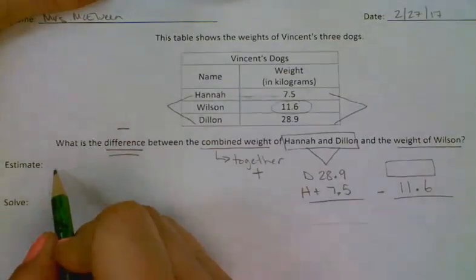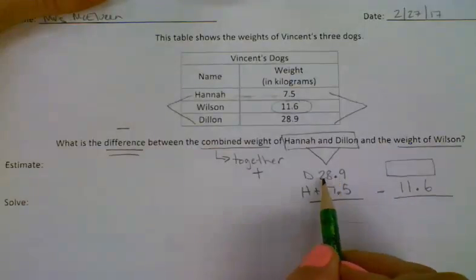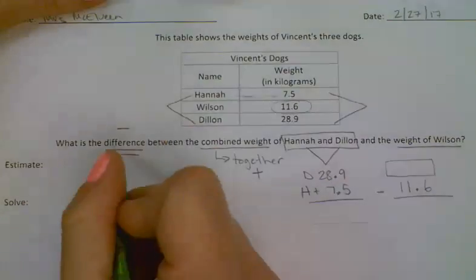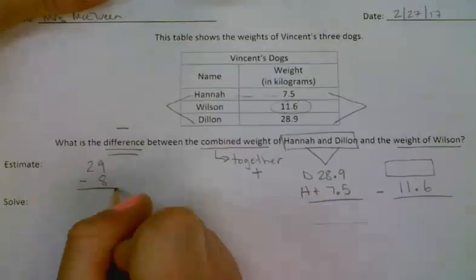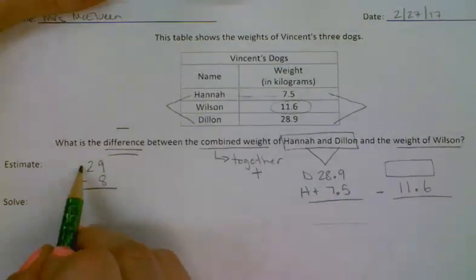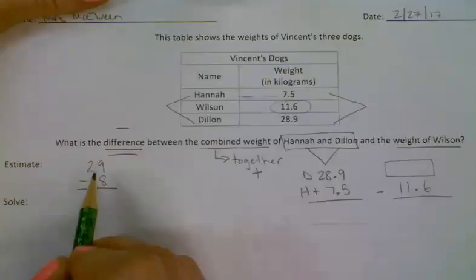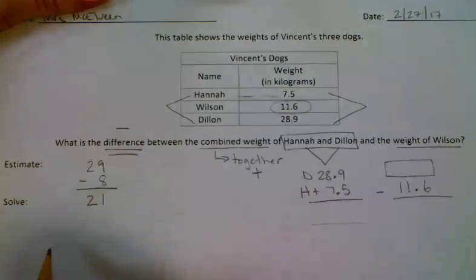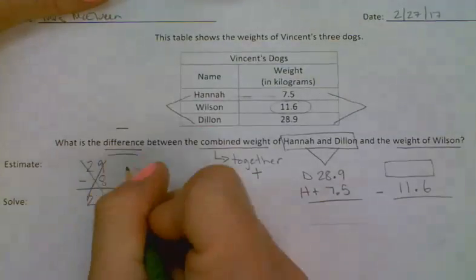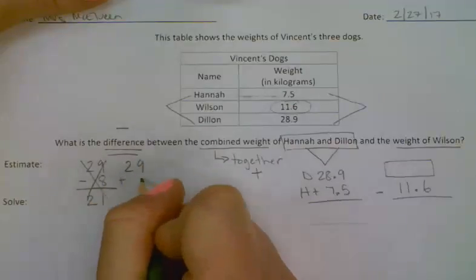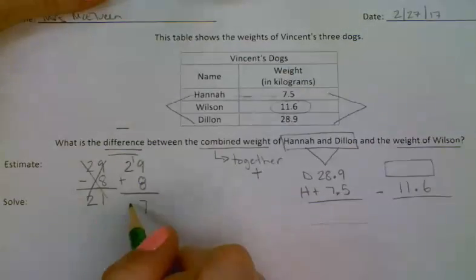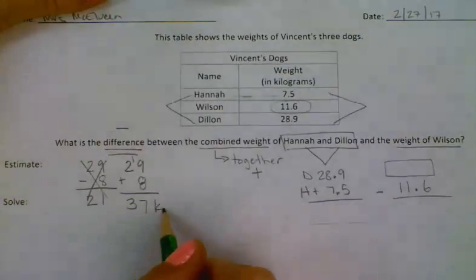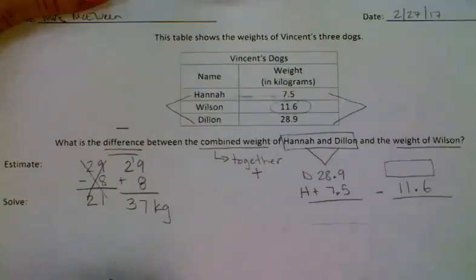So let's estimate first. 28.9 is very close to 29. 7.5 is very close to 8. I'll subtract that. This is the estimated weight of Dylan, the estimated weight of Hannah. That's 21. Oh, sorry, I need to combine them, not subtract them. 29 plus 8. 9 plus 8 is 17. This makes a huge difference. They weigh about 37 kilograms altogether.